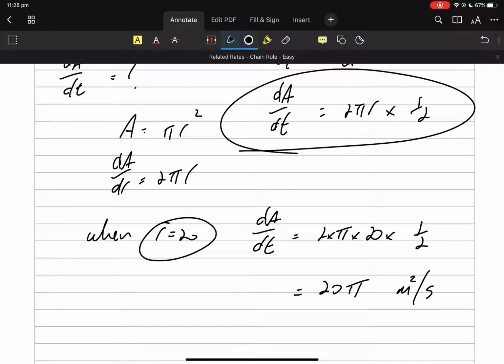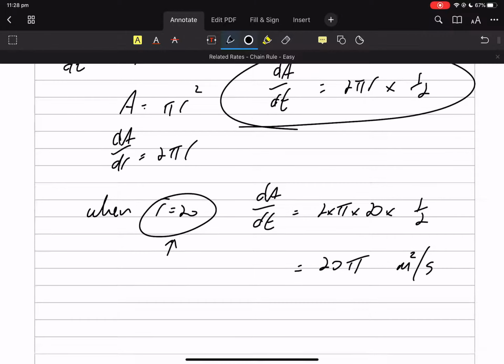You'd understand that a really big radius means that I've got a big circle that's changing quite quickly, and a small radius, it's a small circle, so there's not much difference to the area. So that sort of makes sense. The R has an impact on how quickly the area is changing.